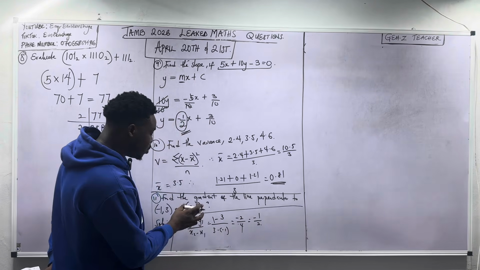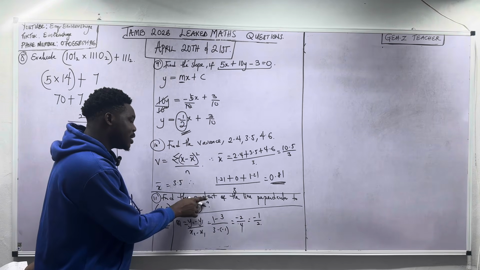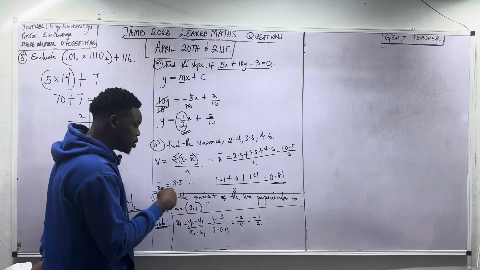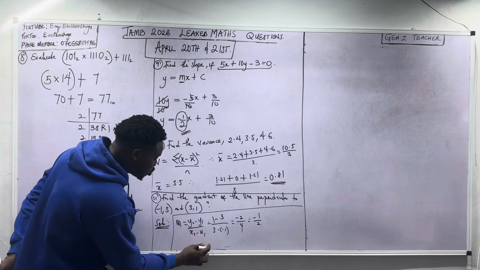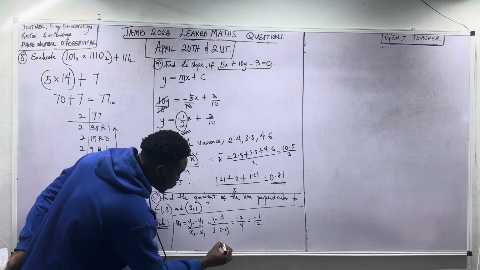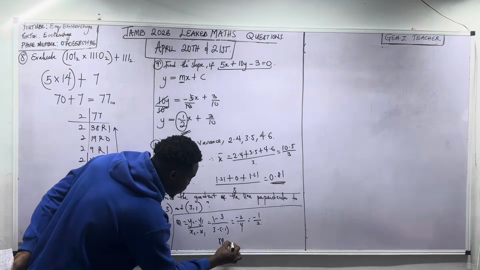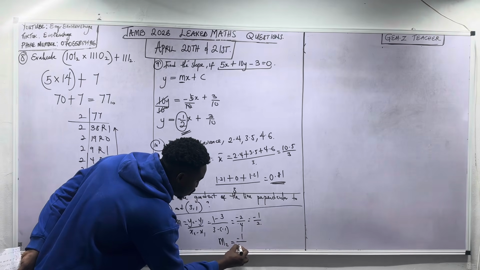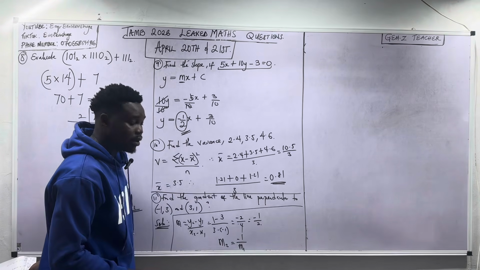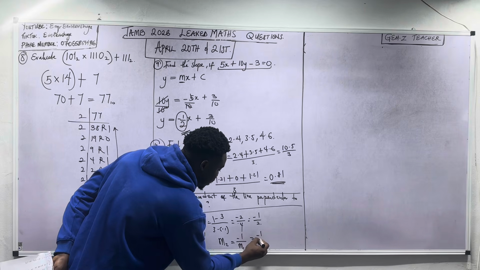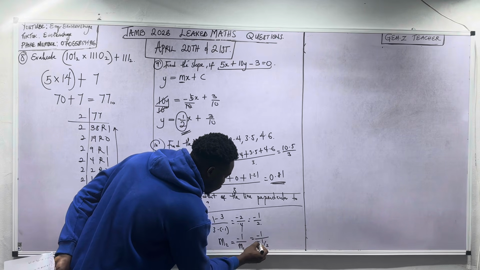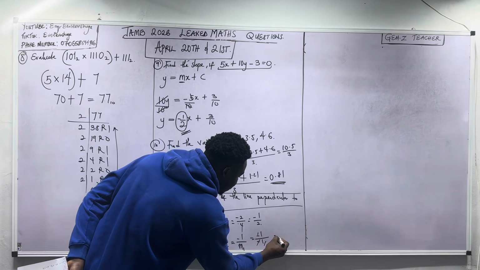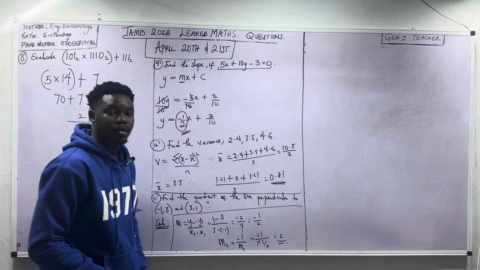But that's the one for the point. Now, the gradient perpendicular to this point. Remember, for you to have perpendicular lines, the gradient of the second guy must be negative 1 over the one for the first guy. So this should be negative 1 over negative 1 over 2. Minus kills minus, and the answer becomes 2.